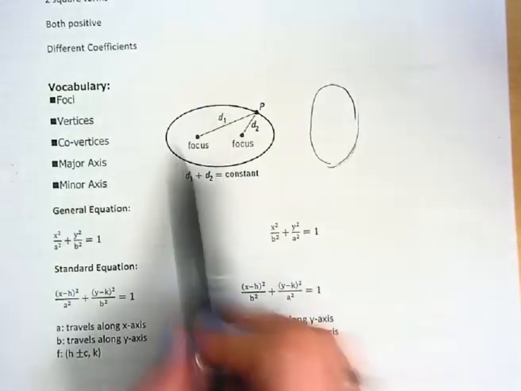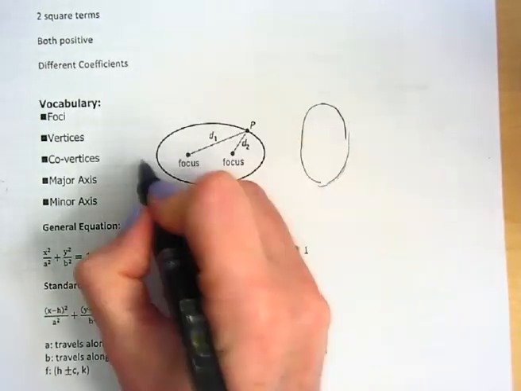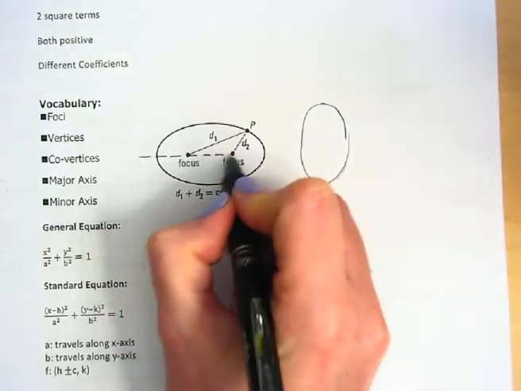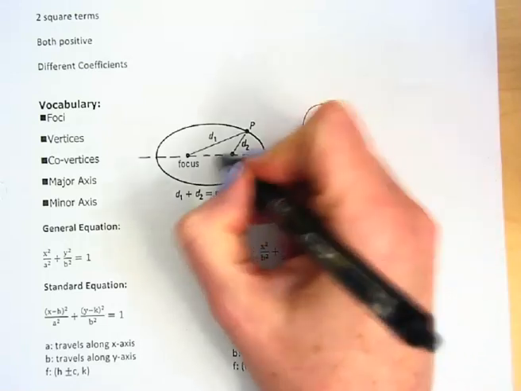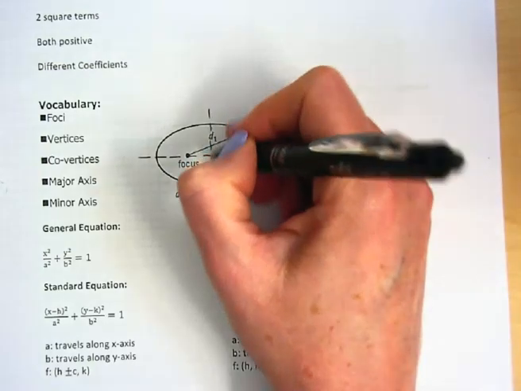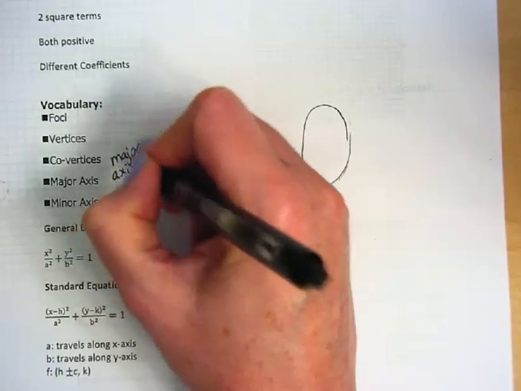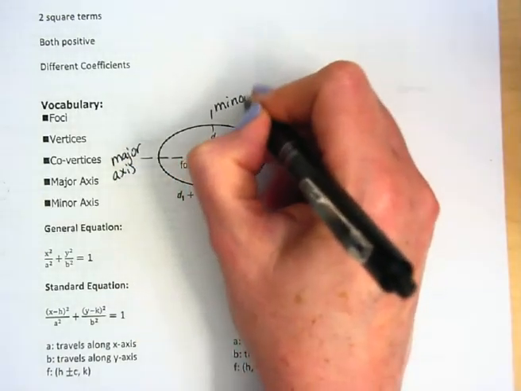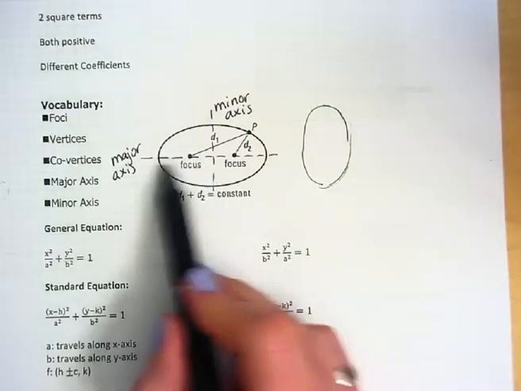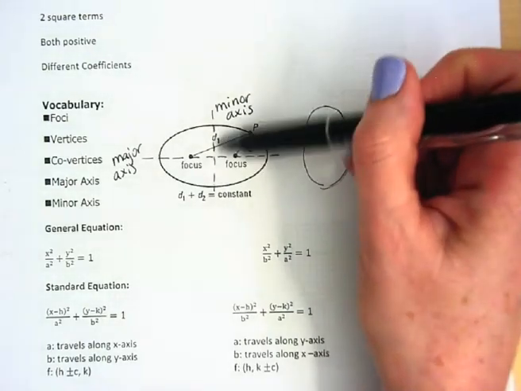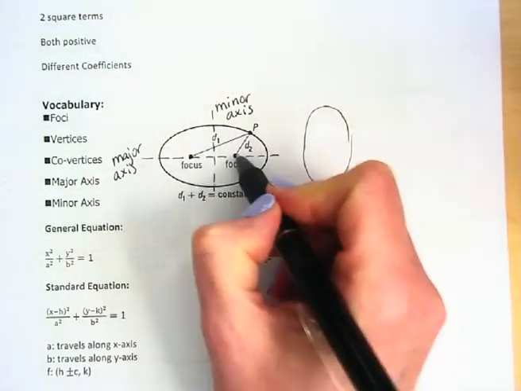One thing I want to talk about here with this picture that's drawn is that we have our two foci right here, and the major axis goes through the foci. So this is our major axis, being this line, and this is our minor axis. The major axis goes along the length of the ellipse, and the minor axis goes along the width. So this minor axis will be shorter than the major one. The major one also contains the two foci.